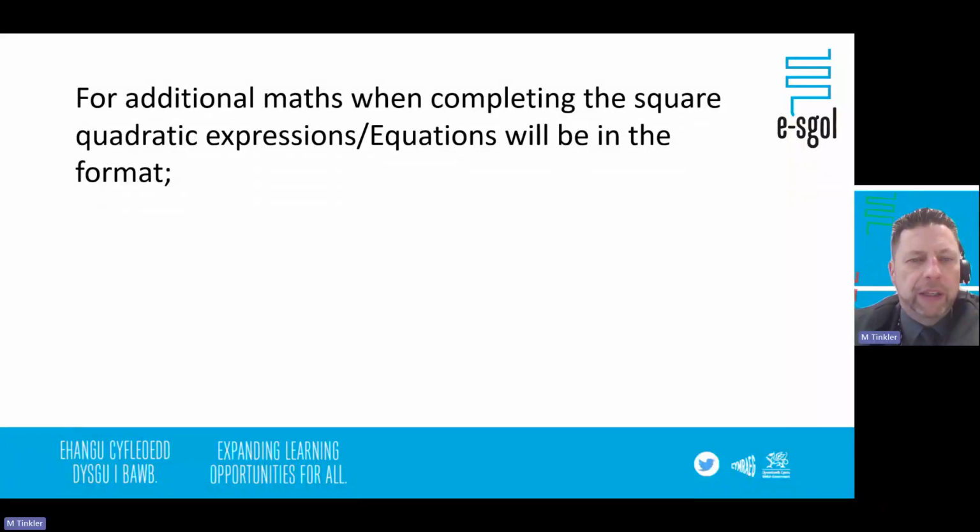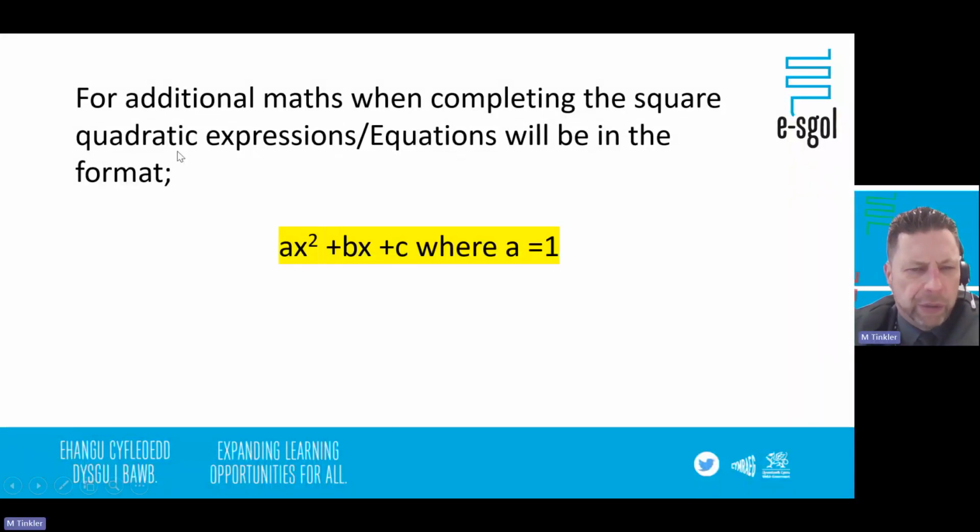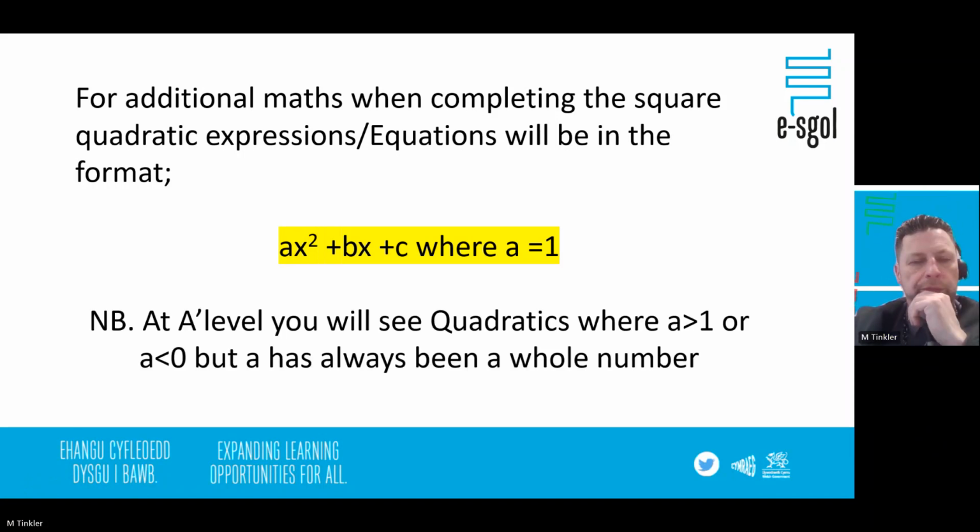Now, for additional maths, when completing the square, as I say, it will only have x squared in the front. It won't say 1x squared, it'll just say x squared. And some A level are like that, but most of them have a number in front. Sometimes they have a minus. Okay, as I've said, there's always been a whole number.